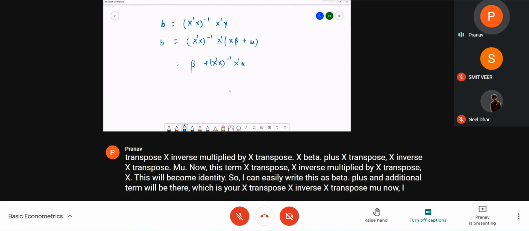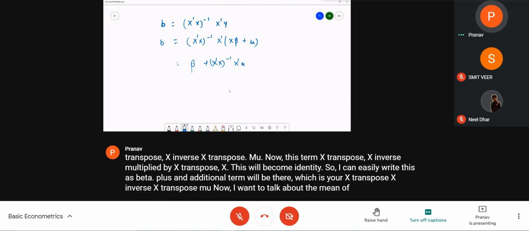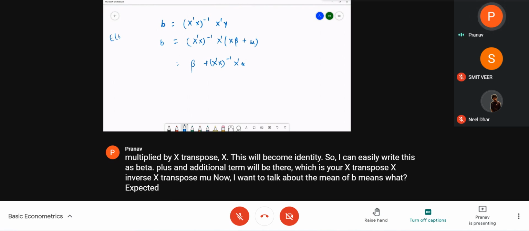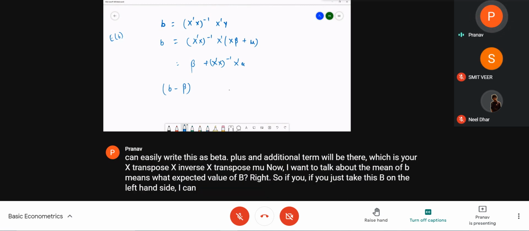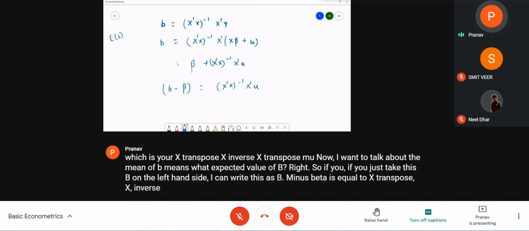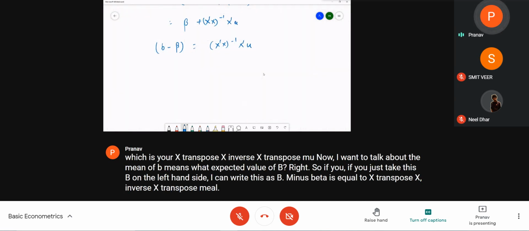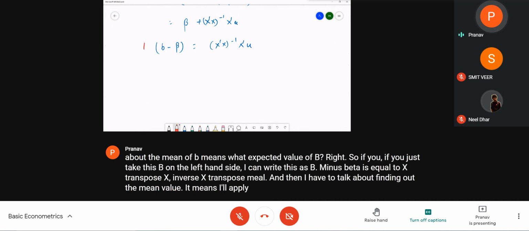Now I want to talk about the mean of B, meaning the expected value of B. If you just take beta to the left hand side, I can write this as B minus beta is equal to X transpose X inverse X transpose mu. And then I have to find out the mean value, which means I'll apply the expectation operator on both sides.